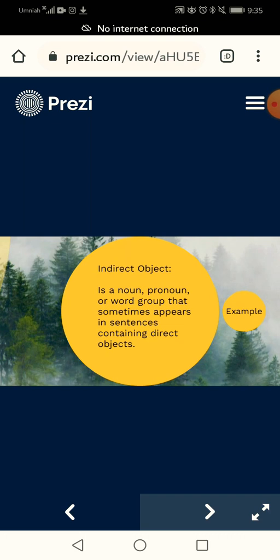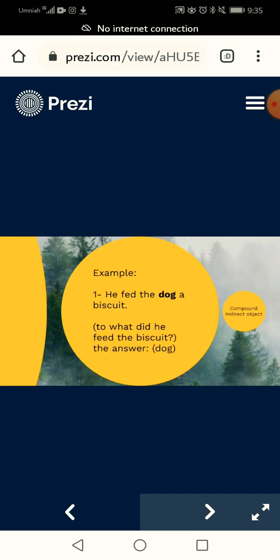Indirect object. An indirect object is a noun, pronoun, or word group that sometimes appears in sentences containing a direct object. So, let's see some examples. The first example, he fed the dog a biscuit. So if we ask, to what did he feed the biscuit? The answer will be dog. So dog here is the indirect object and it comes between fed, the action verb, and the direct object, biscuit.